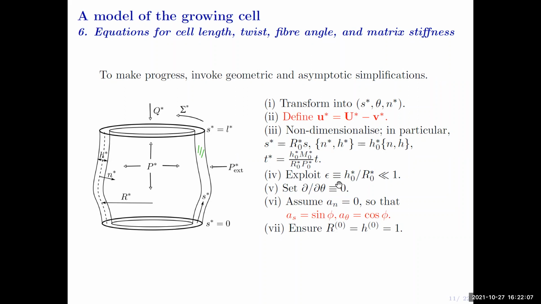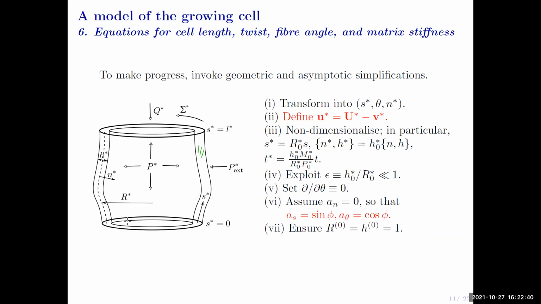Then you extract leading order behavior from the system. For example, anytime you have a d by dn, that entails 1 over epsilon in comparison to d by ds. The geometry of the system also enables you to set anything d by d theta to 0. And here we make an important assumption as well: we assume that the fiber orientation field has only the s and theta components, so it doesn't have an n component.